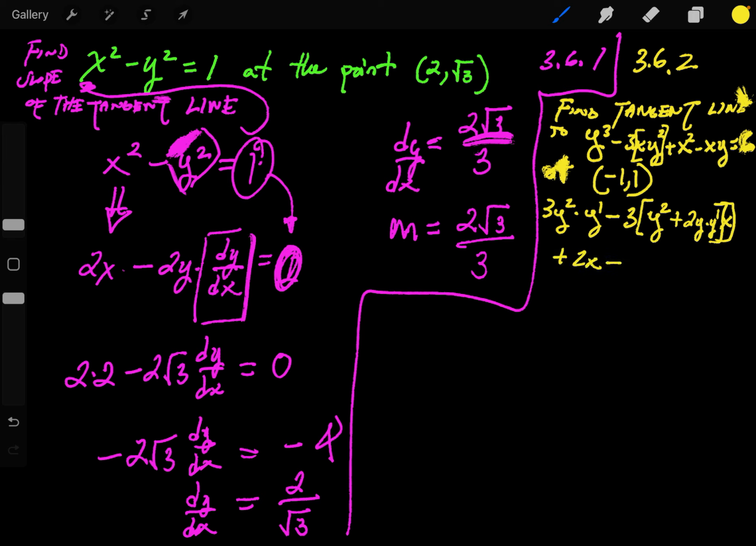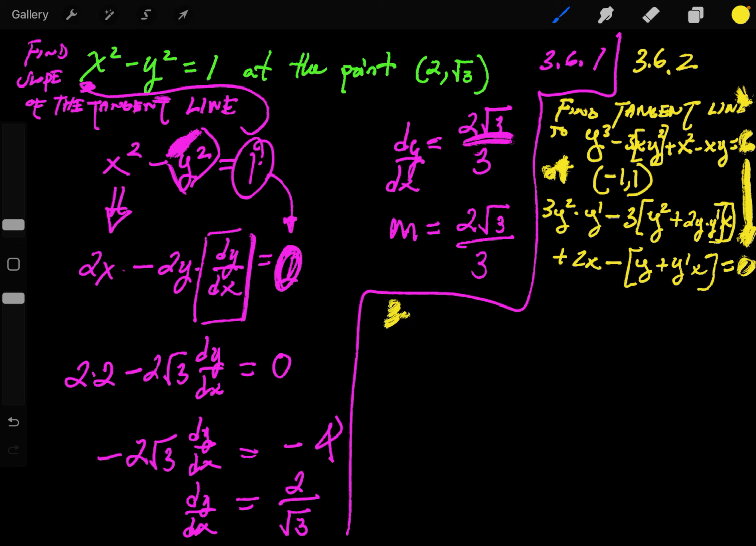Plus 2x minus, and again by product rule, the derivative of x is 1 times y, plus the derivative of y, y prime, times x, equals 0, the derivative of 6. Differentiate both sides. Don't forget to differentiate both sides like I did. Now, at this point, I'm just going to rewrite and plug in.